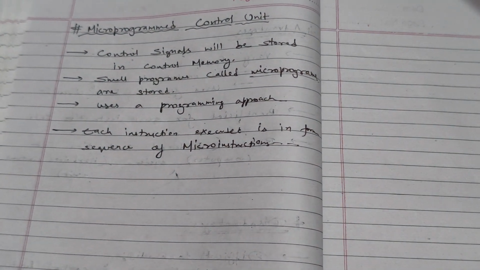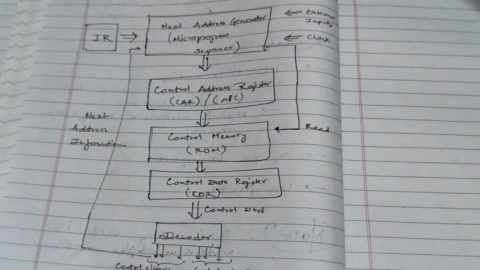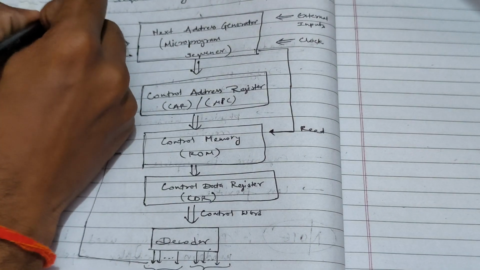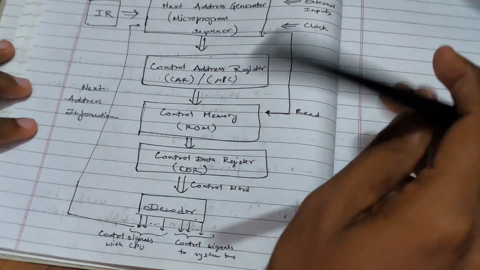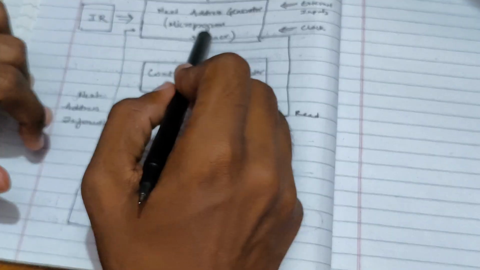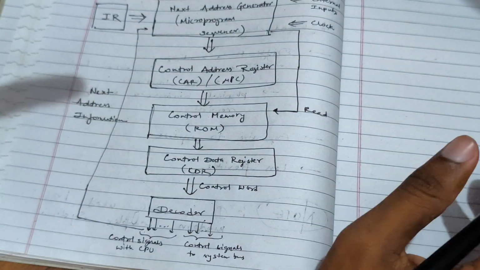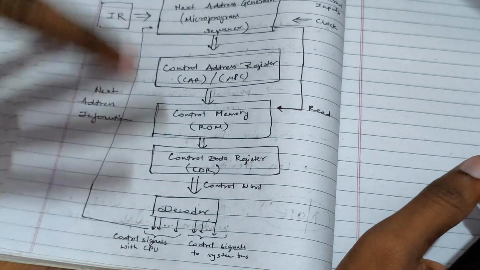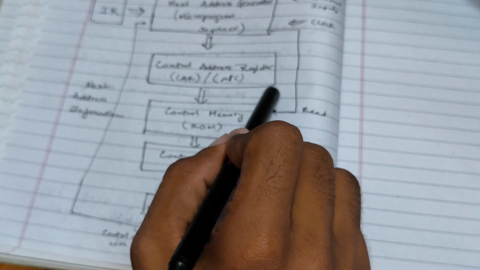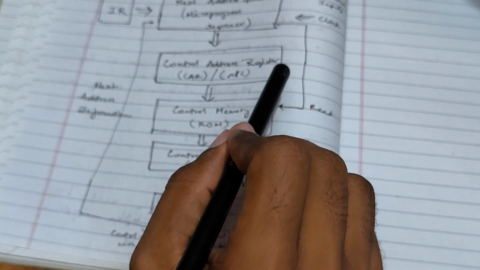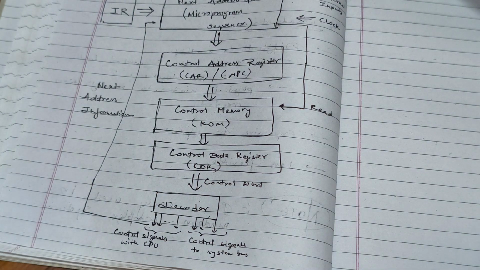Let me pause the video while I make that block diagram. Yes, so we have our block diagram for the microprogrammed control unit. Starting from the start, this is our microprogram sequencer. It generates the address and sequences all of the microinstructions we will have within the process. Then we have the control address register, CAR, which is used to store the address of the next microinstruction. Then we have a control memory.